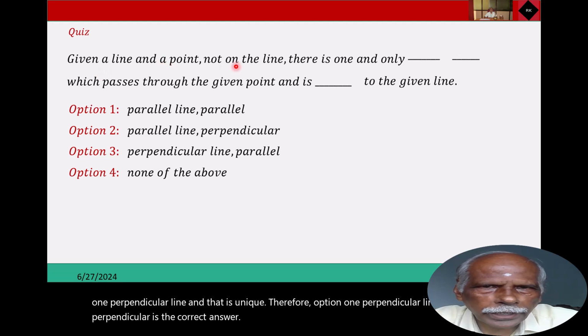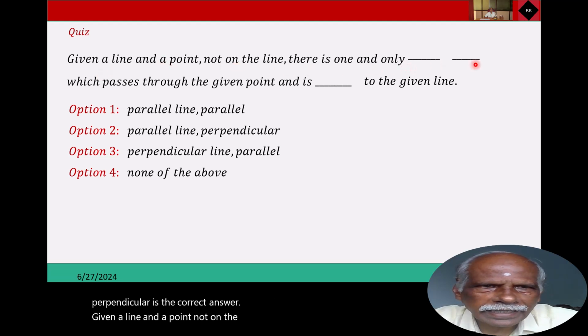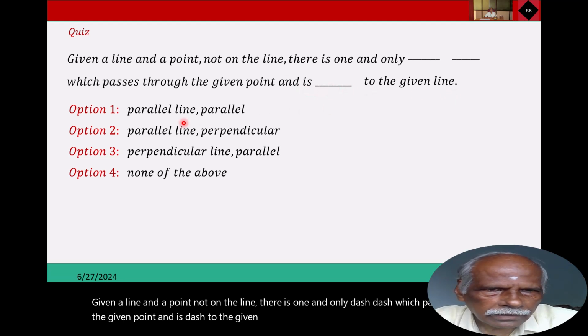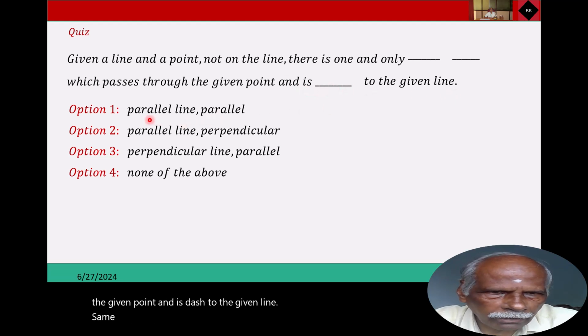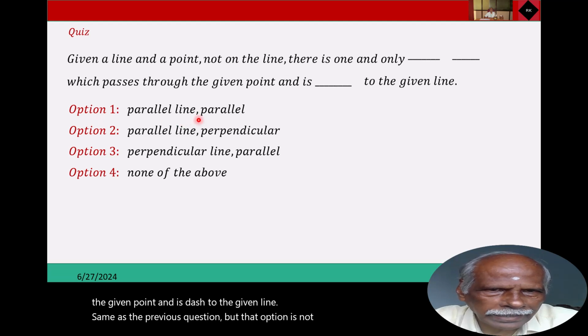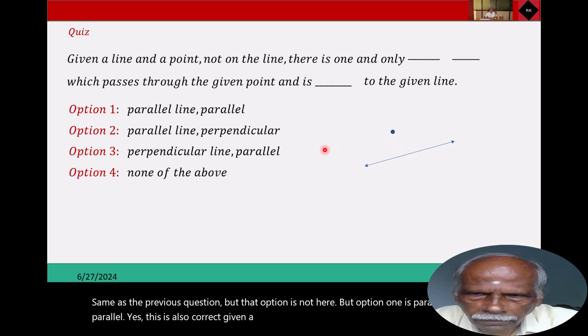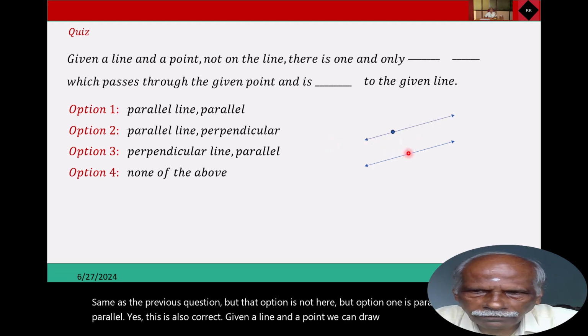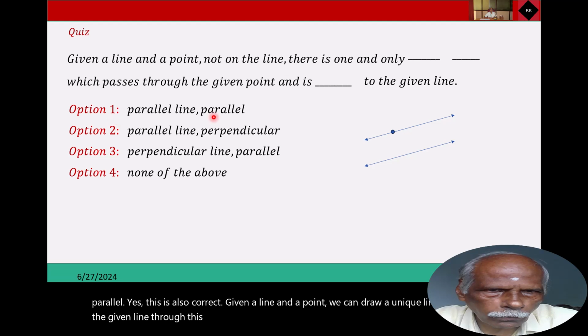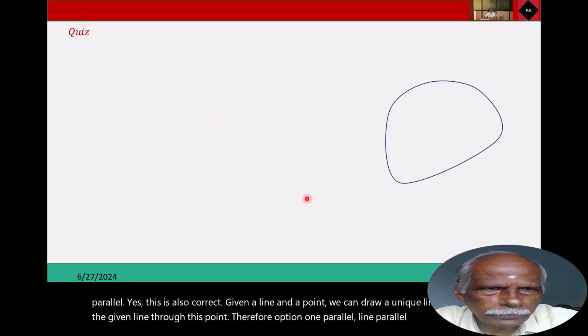Given a line and a point not on the line, there is one and only one ___ which passes through the given point and is ___ to the given line. It's the same as the previous question, but that option is not here, but option 1 is parallel line, parallel. Yes, this is also correct. Given a line and a point, we can draw a unique line parallel to the given line through this point. Therefore option 1, parallel line, parallel, is the correct answer.